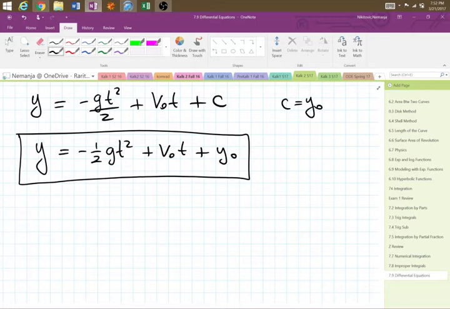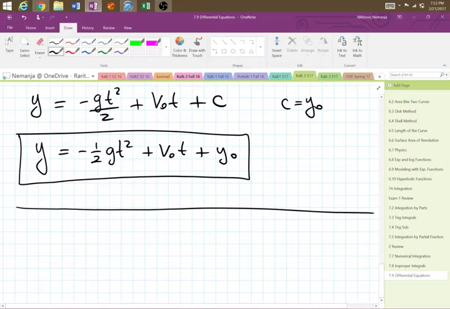There's your physics. Let's see what other cool things we can do. So that's your differential equations, like in a nutshell of what it is.